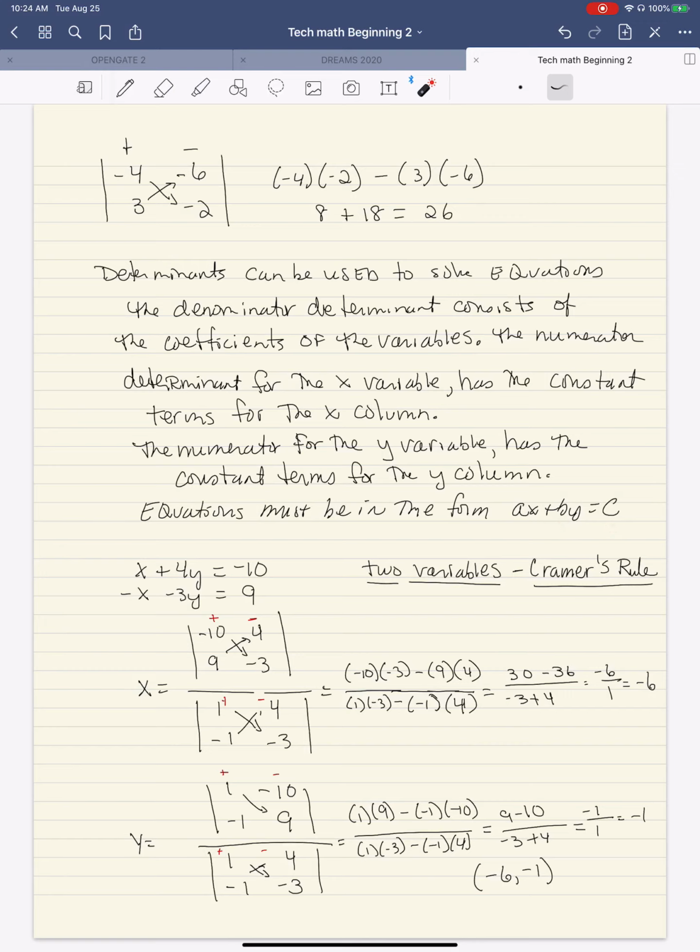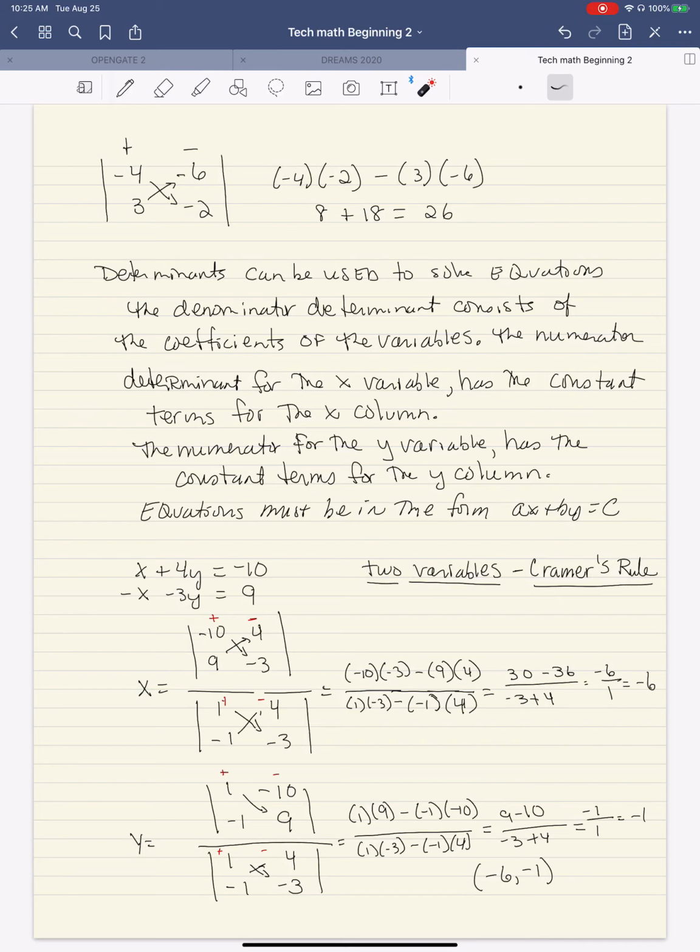If the equation is not in this form, where the two variables are on the left and the constant term on the right, you do have to reorganize it before you start. So let's try these problems again. We've already worked these out with substitution and elimination. Now we'll try it with Cramer's rule.